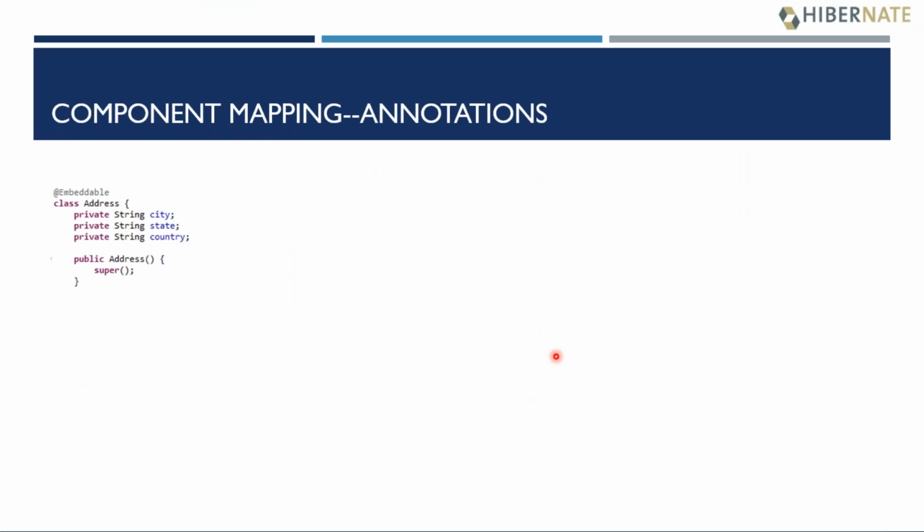Now if you're doing it via annotations, this is how you will do it: @Embeddable and @Embedded. What we have done so far is using XML mapping. There are two ways to work with Hibernate. One is with the XML mapping, the other is using annotations.